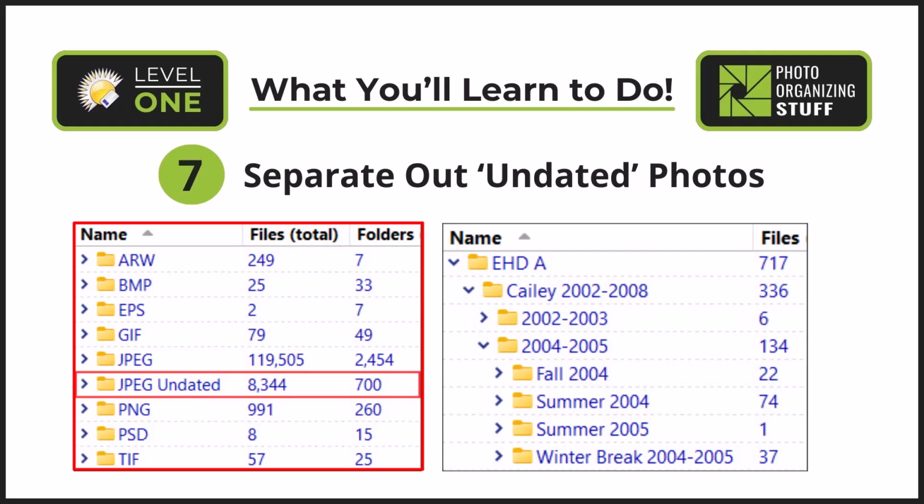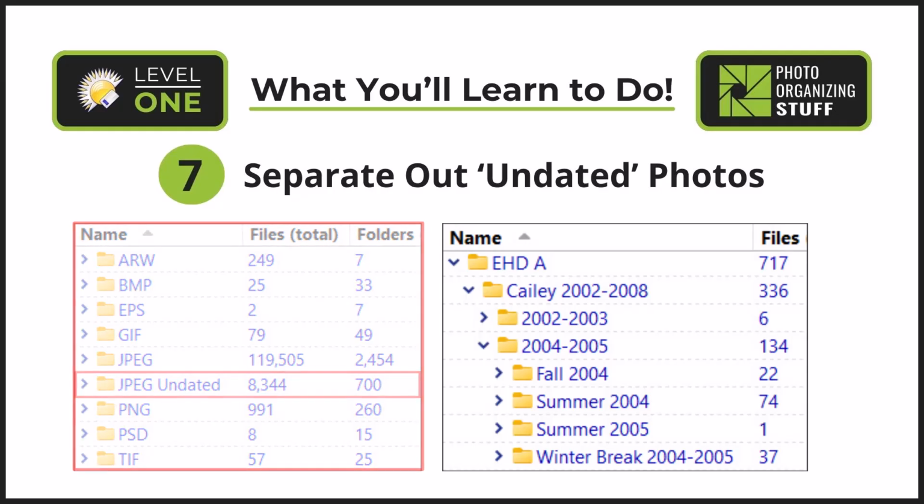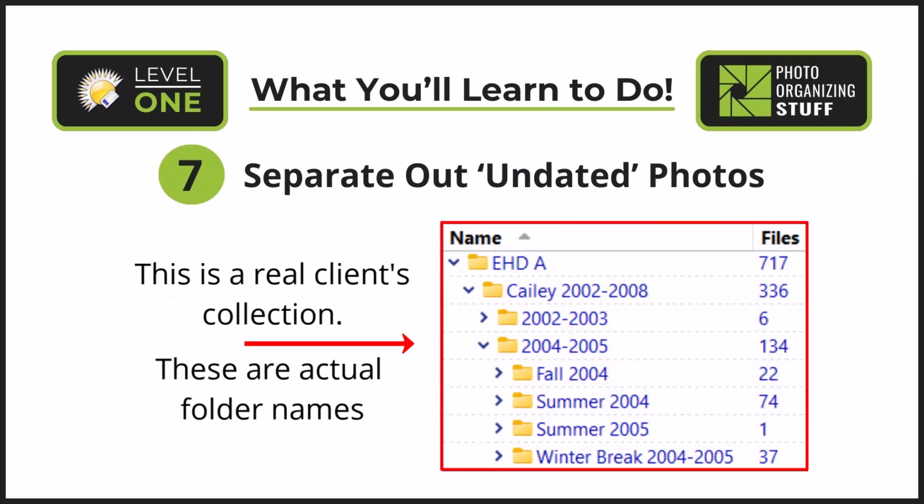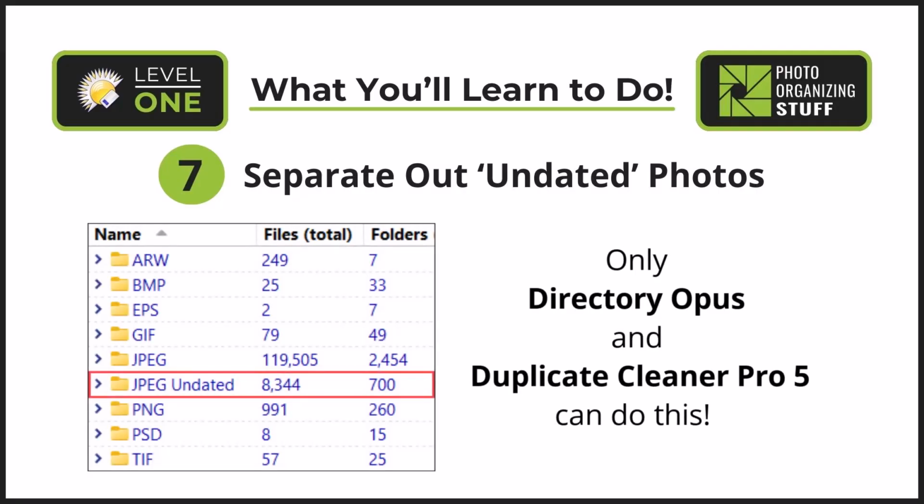If you're surprised by that, you shouldn't be. That's a lower percentage than I often see. Thanks to Directory Opus features, I was able to move those undated photos and recreate the folder structure, which means date information and folder names was preserved. This task does not take long, and if you're a professional photo organizer, you should be separating out undated photos in all the collections you organize. And this is the most accurate and efficient way to do it.